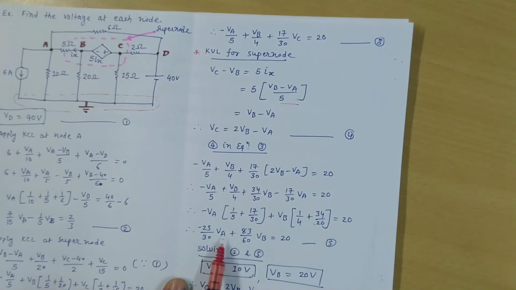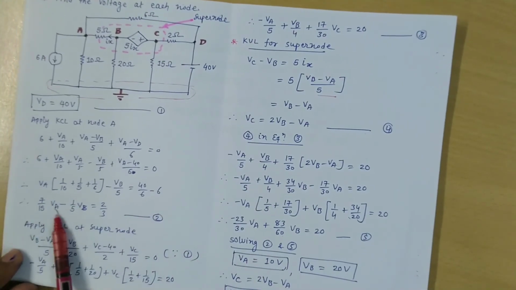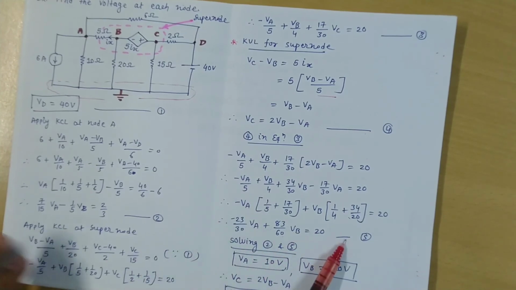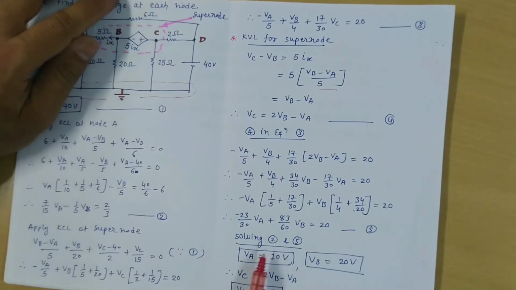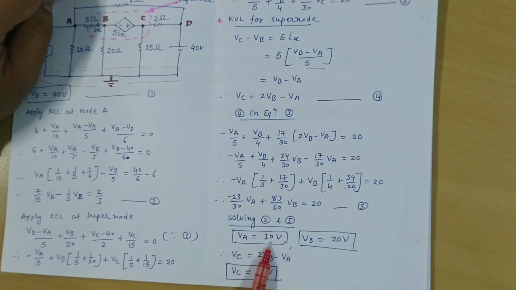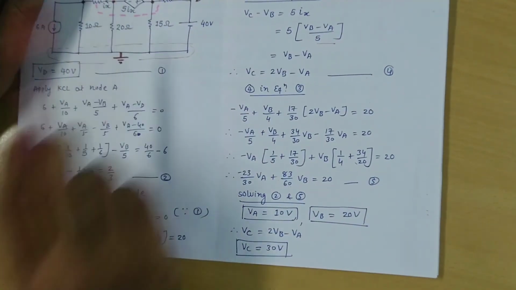So we are having equation with variable VA and VB, that is equation number 5. Another equation is with variable VA and VB, that is equation number 2. We can solve these two equations having same variables and we get the value VA is equal to 10 volt and VB is equal to 20 volt. So we got the node voltage VA and VB.